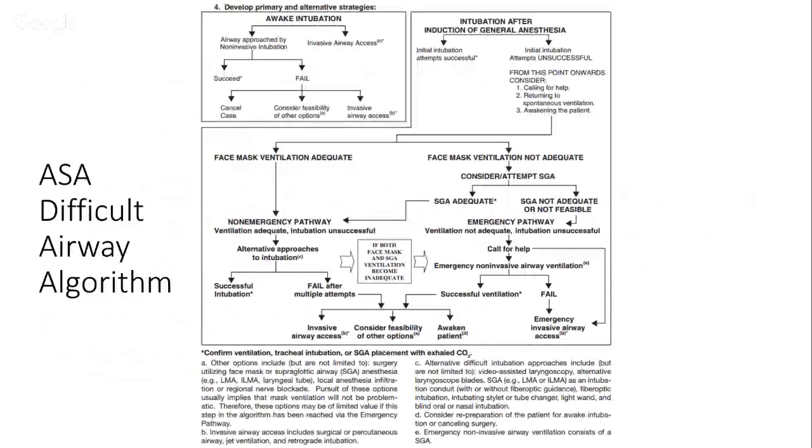Now, looking at the ASA difficult airway algorithm, they basically separate it into 2 parts: awake intubation and intubation after induction of general anesthesia. So awake versus asleep. The algorithm is more useful if you go through it on your own. But basically, it says that if you have issues with face mask ventilation and intubation, then you should consider supraglottic airway placement. And if that fails, then move on to the emergency pathway by calling for help and trying to establish invasive airway access, which they define as surgical or percutaneous airway, jet ventilation, or retrograde intubation.